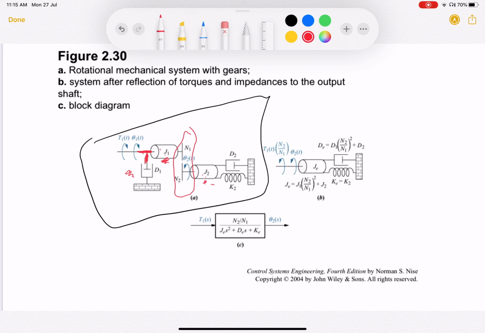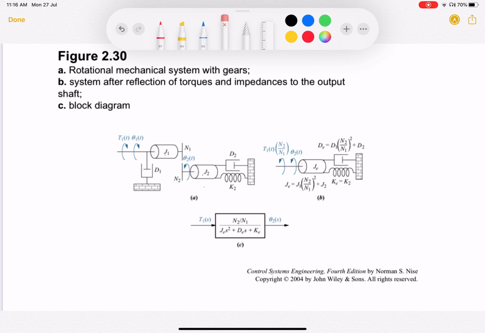Now, how do we move everything to the source shaft? If you want to move everything to the source shaft and draw the equivalent, we'll take this inertia, this friction, this spring and multiply it with a ratio N1 by N2 whole square. We'll move it from this shaft to this shaft. Or if you want to move it the other way around, like in this book, from the shaft on which the torque is applied to this shaft, then you have to multiply with N2 by N1 whole square.